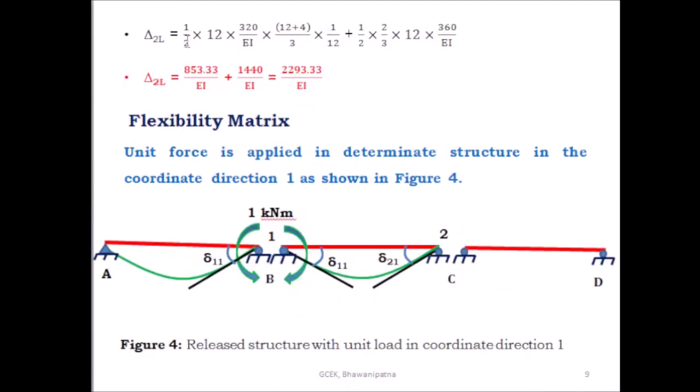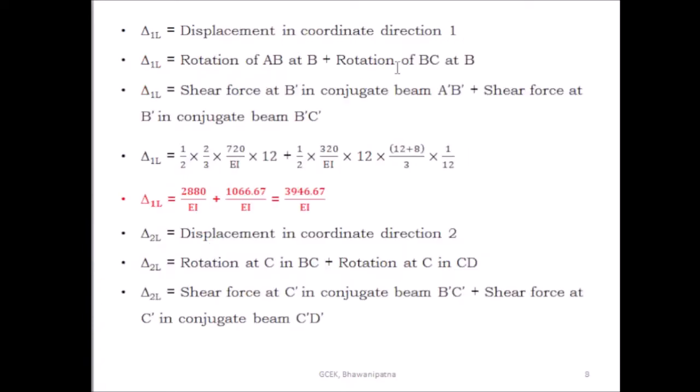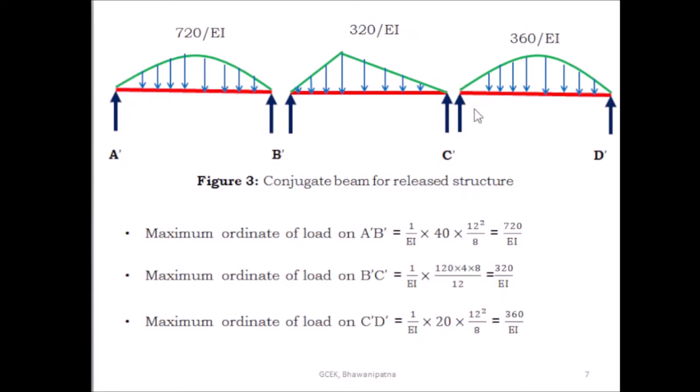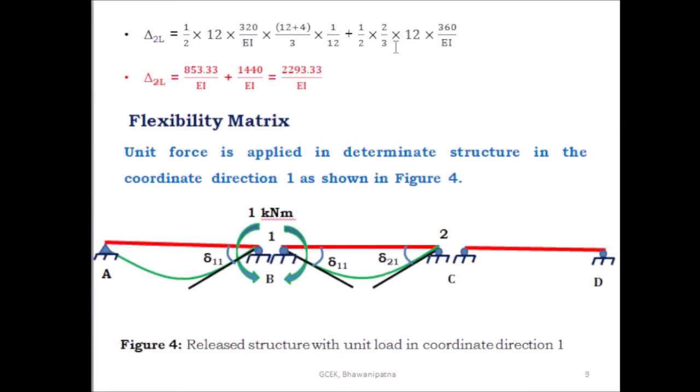This is delta 2L is equal to half into 12 into 320 by EI into 12 plus 4 by 3 into 1 by 12. This is the reaction at C dash from B dash C dash, and this is the reaction at C dash from the C dash D dash span: half into 2 by 3 into 12 into 360 by EI. Then after simplification, we will get delta 2L is equal to 853.33 by EI plus 1440 by EI, then delta 2L is equal to 2293.33 by EI.